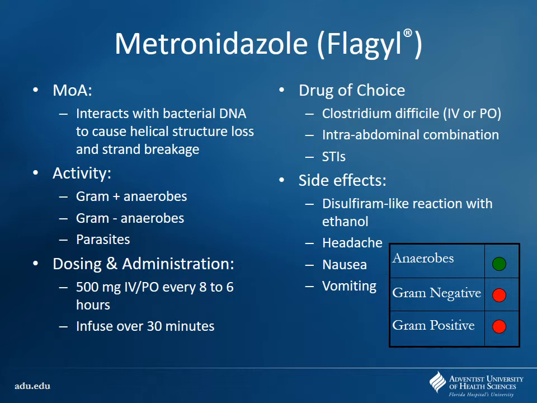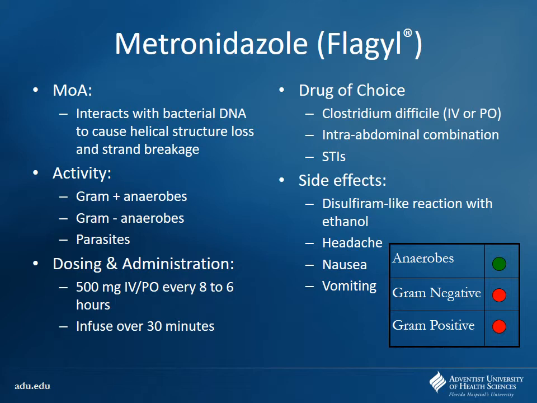So the places we'll use metronidazole are going to be for Clostridium difficile. This is actually our drug of choice for C. diff. We can either use this IV or PO. If you remember back when we were talking about vancomycin, that one is only going to be used PO for C. diff, and that would be a second line agent behind metronidazole.